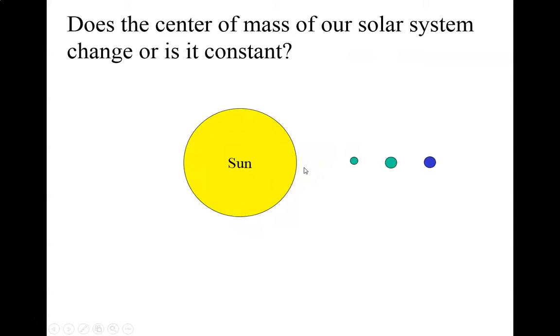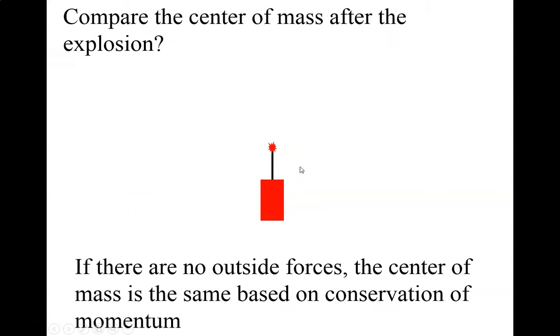So now, does the center of mass stay constant? No. Okay, the center of mass of the solar system is constantly changing. So the wobble of the sun is constantly changing. So let's look at the center of mass before and after an explosion. And we've already kind of covered this a little bit, so we'll skim through this.